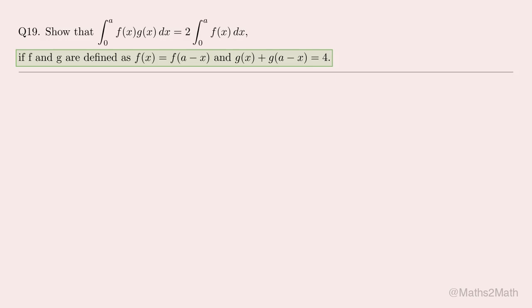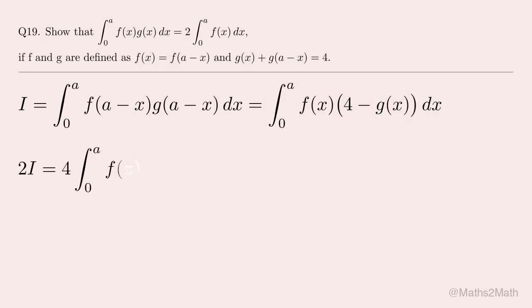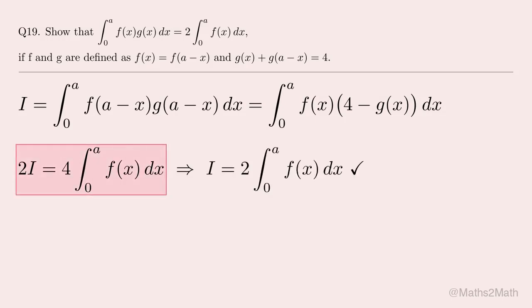Question 19. An abstract identity. F is symmetric under reflection and G pairs to 4. Reflect the whole product and add. Apply the reflection property to the product and use both given conditions. Add the two expressions for I. The G terms cancel, leaving 4 times the F integral.